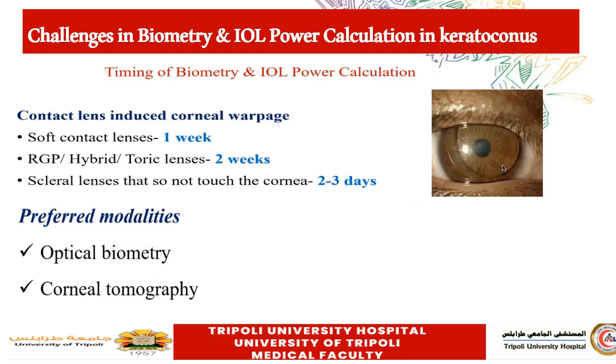Another thing is the issue of the measurements. For example, it is preferred to use optical biometry rather than ultrasound biometry, because in keratoconus it is difficult to determine the visual axis. Optical biometry is preferred in keratoconus. Also, the corneal topography in mild to moderate cases. Now, the corneal topography is more useful.